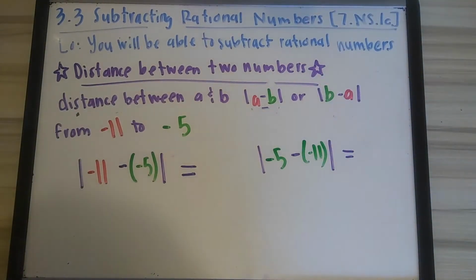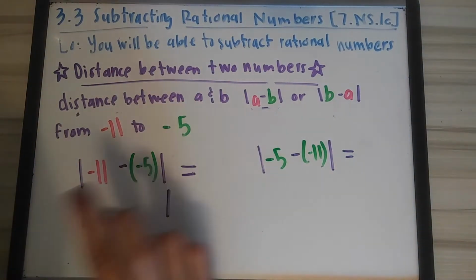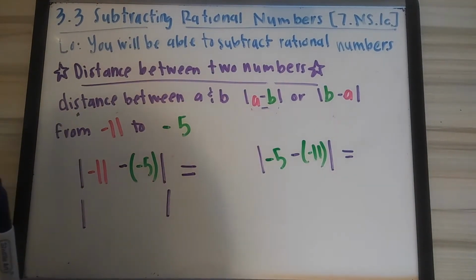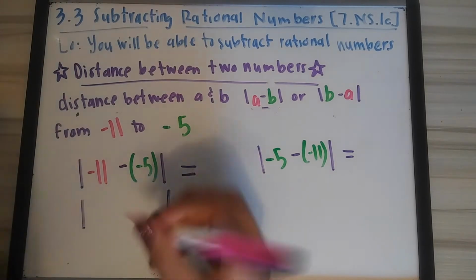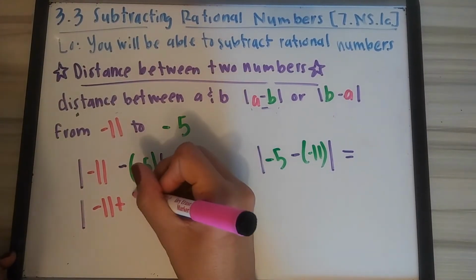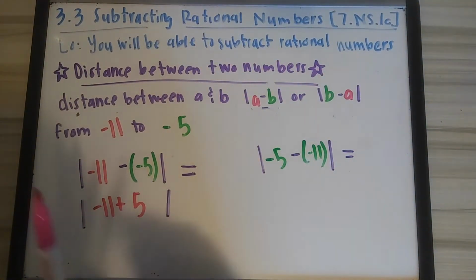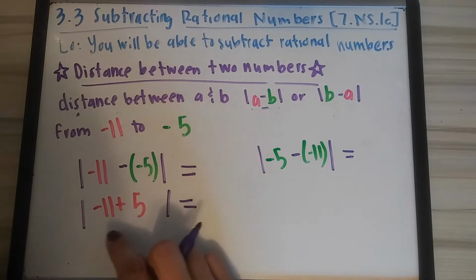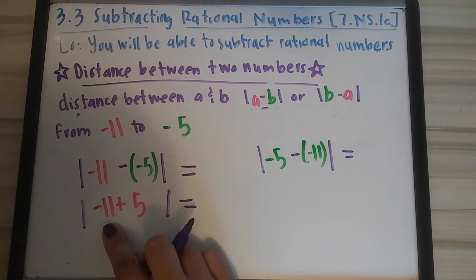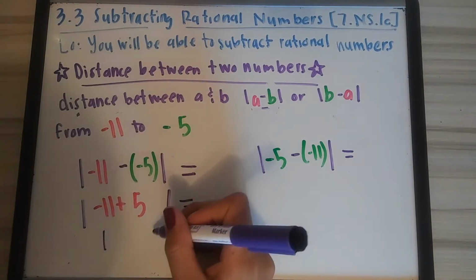And I'm going to use my knowledge now, okay? So I'm going to do absolute value. And then remember, I can rewrite a subtraction as an addition of its opposite. So I'm going to say negative 11 plus, what's the opposite of a negative 5? Just a 5, okay? So negative 11 plus 5. So they have different signs, so I'm going to subtract.